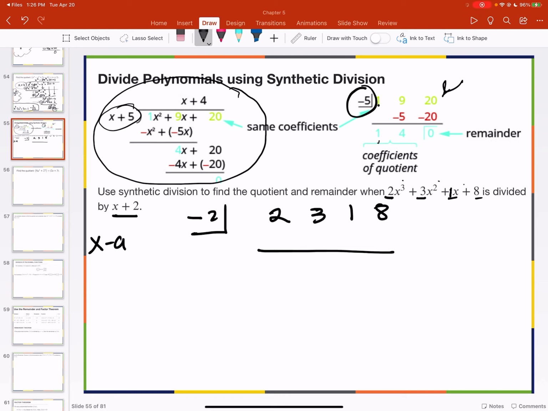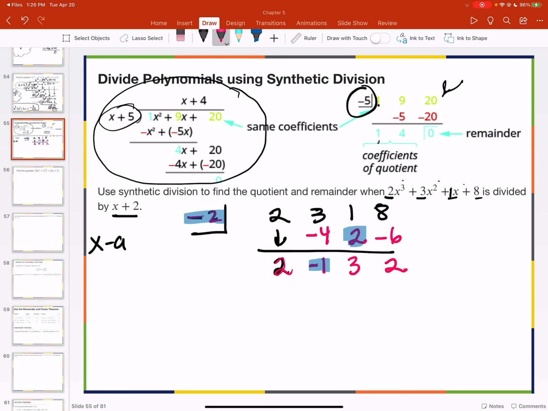The first value always comes straight down. So that's a 2. And then to get to the inside, you would multiply. So 2 times negative 2 gives me negative 4. And then I combine. So 3 minus 4 is negative 1. Then negative 1 times negative 2 is positive 2. So I'm taking this number, negative 1, and multiplying it by this, and that gives me this answer here. So 1 plus 2 is 3. 3 times negative 2 is negative 6, and then your remainder will be 2.